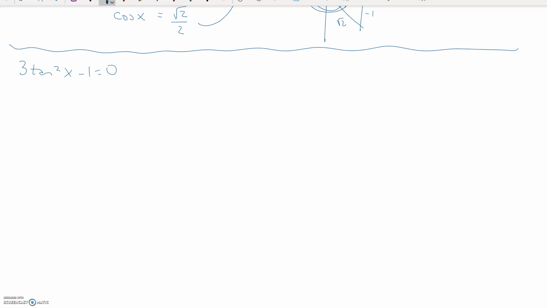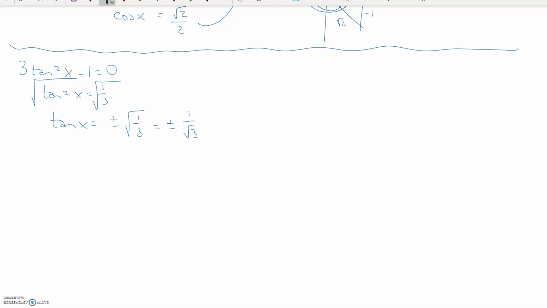I'm going to add 1, divide by 3, so I have tangent squared x equals 1/3, square root both sides, and when you bring in your own square root, you have to remember to go plus or minus. So I have plus or minus the square root of 1/3, which is then going to be plus or minus 1/rad3.